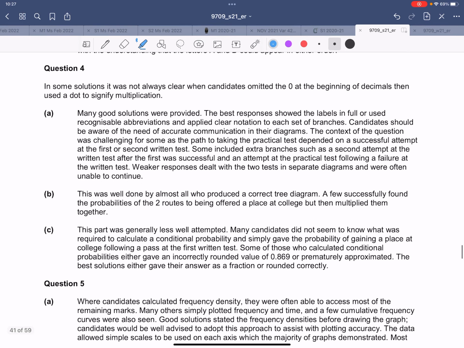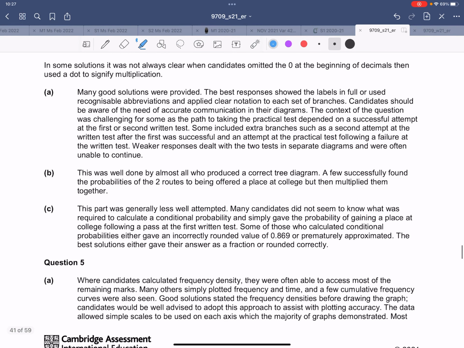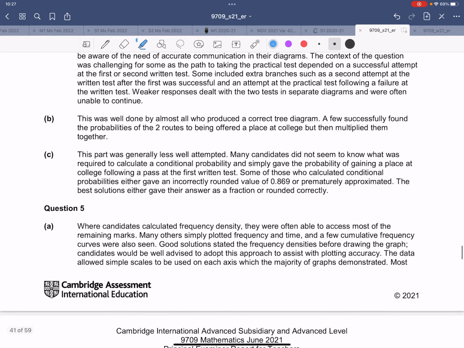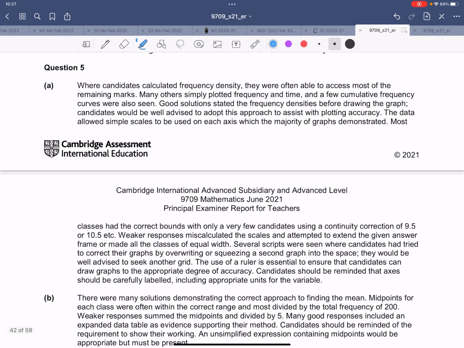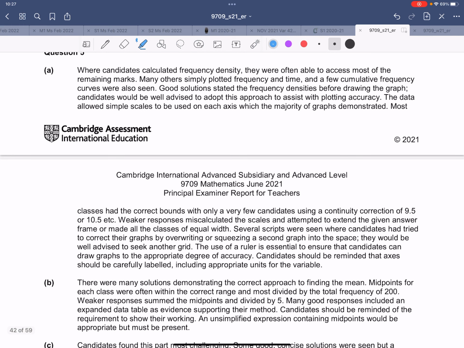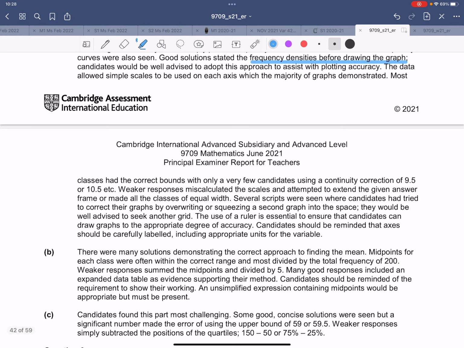And then this one is question number 4. Question number 5, this is that frequency thing. When candidates calculated frequency density, they were often able to access most of the remaining marks. Many others simply plotted frequency against time, few cumulative frequency. Good solutions stated the frequency densities before drawing the graph. That is common sense. Candidates would be well advised to adopt this approach to assist with plotting accuracy. The data allowed simple scales to be used on each axis, and we should also label the axes.